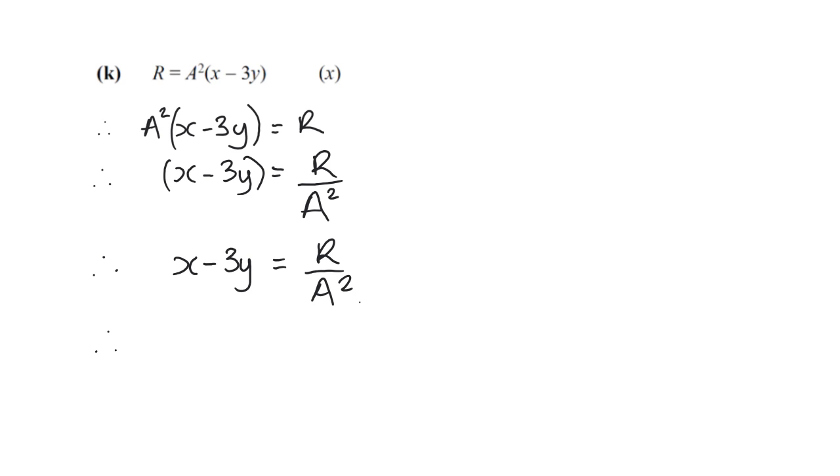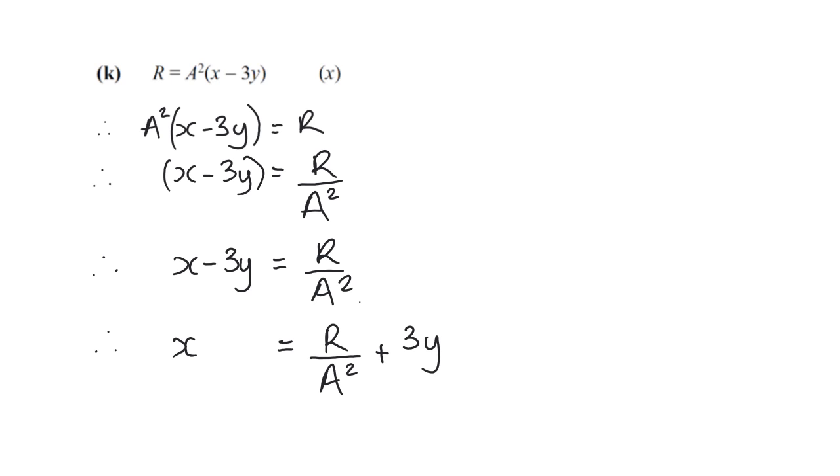So now, simple step, we want the x. We've got the x on the left there. The only thing we want to get rid of is the minus 3y. That can now come over to the right-hand side and become plus 3y.